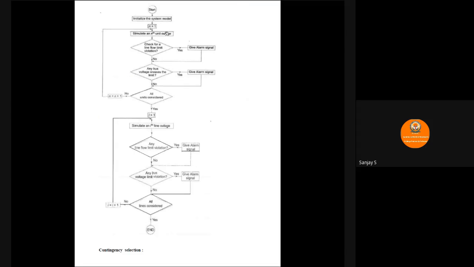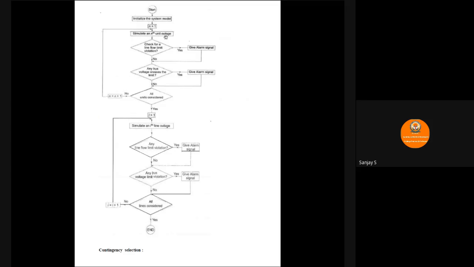So in this flowchart, you can see initially we initialize the system model. N is equal to 1. That means we start to check for the first unit. Simulate nth unit outage. We try to manually simulate the failure of some nth unit, the nth generating unit. Then check for the line flow limit violation.